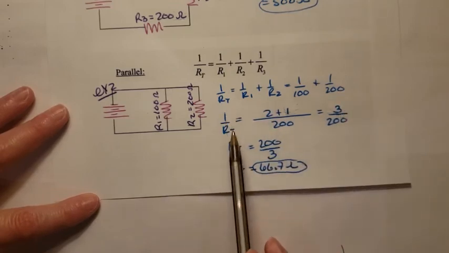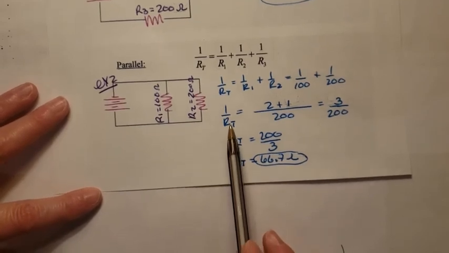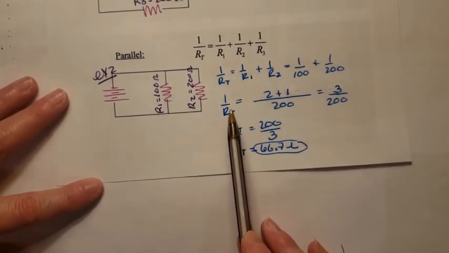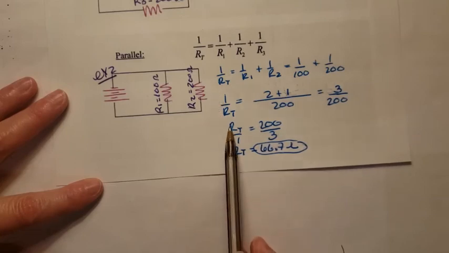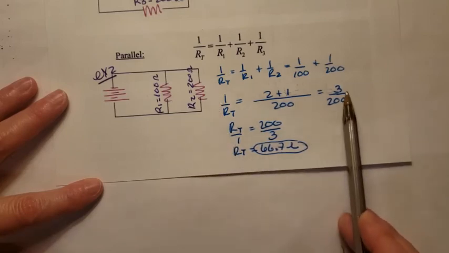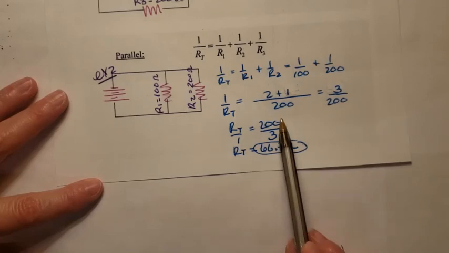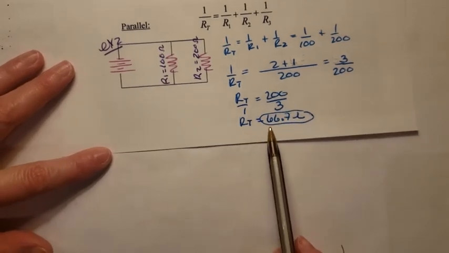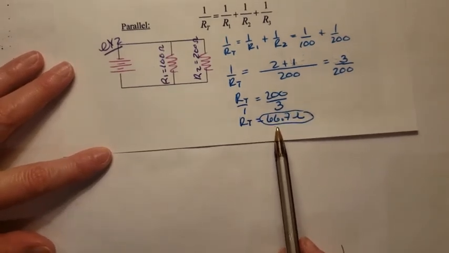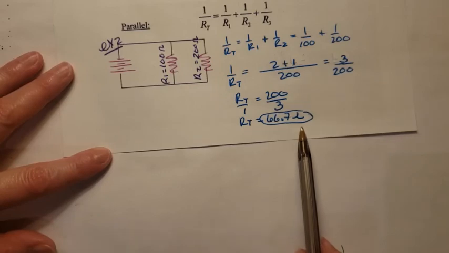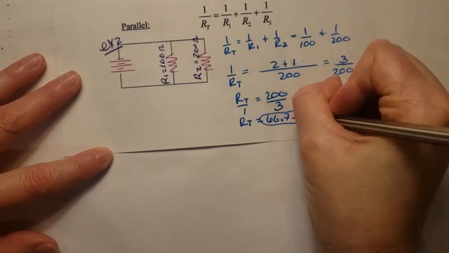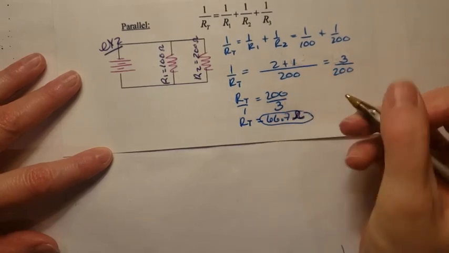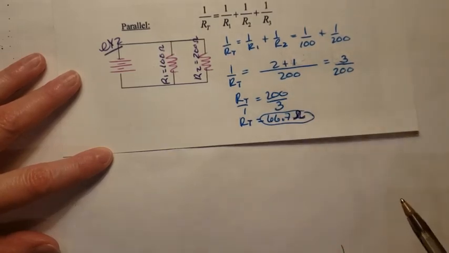Except that's what 1 over R total is equal to. And I don't want R total on the bottom, I want it on the top. So if I flip the left side of this equation, so I put R total over 1, I have to flip the right side, so then it becomes 200 over 3. When I punch that into my calculator, it gives me 66.7 ohms. And again, the ohm symbol kind of looks like a horseshoe. It's the omega or the Lululemon symbol that we have.